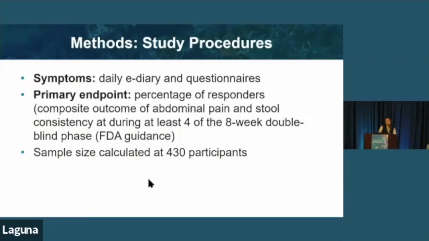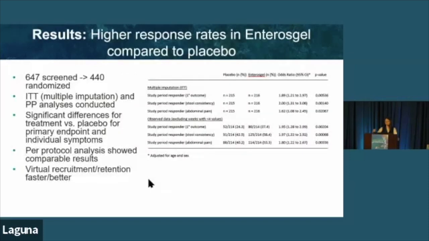The primary endpoint was the percentage of responders, and response was defined using a composite outcome of abdominal pain and stool consistency during at least 4 of the 8-week double-blind trial. And so this is based on FDA guidance, and their estimated sample size was 430. So from a period of about 2018 to fall of 2021, they screened 647 subjects and 440 were randomized.